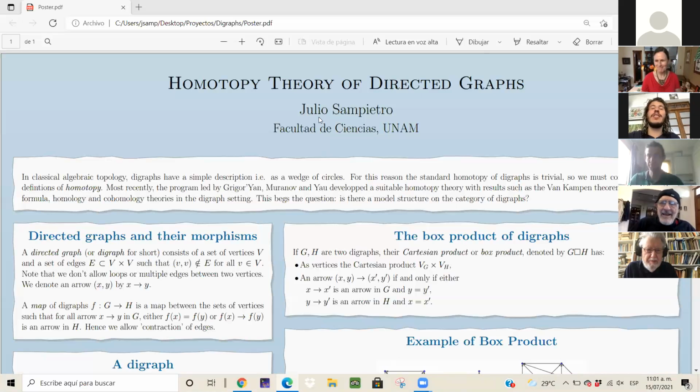So this poster is meant to be an introduction to a joint work with Carlos Segovia, who's gonna also speak in the MCA, that deals with the homotopy theory of directed graphs. So first off, in the classical algebraic topology point of view from homotopy of digraphs, everything is well understood.